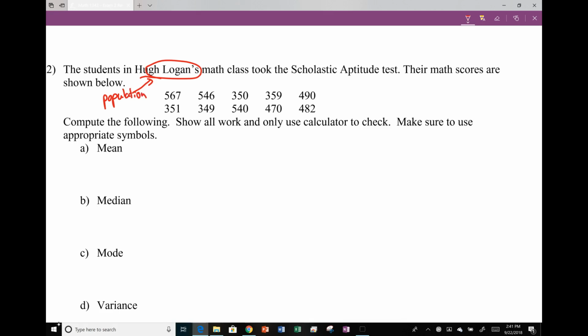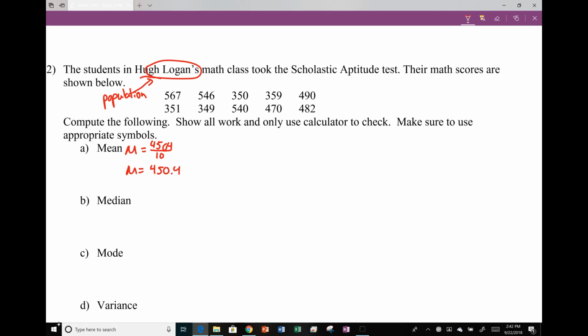And so for the mean, we are actually going to use mu, because we're talking about the entire class. The formula for the mean doesn't change any. It just tells us to add all these numbers up. We've got 10 numbers again. So we're going to add those up. And when we add those up, we get 4,504. We're going to divide by how many numbers there are, which is 10. So when I divide this by 10, I get 450.4.